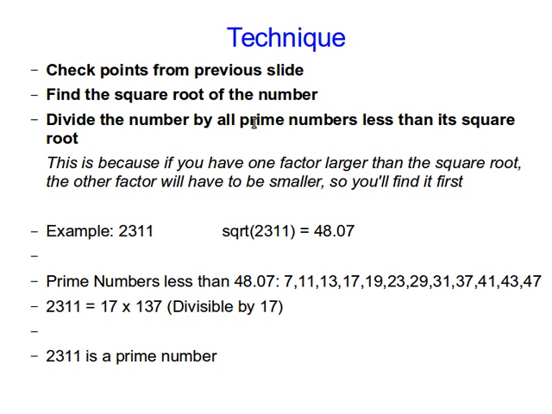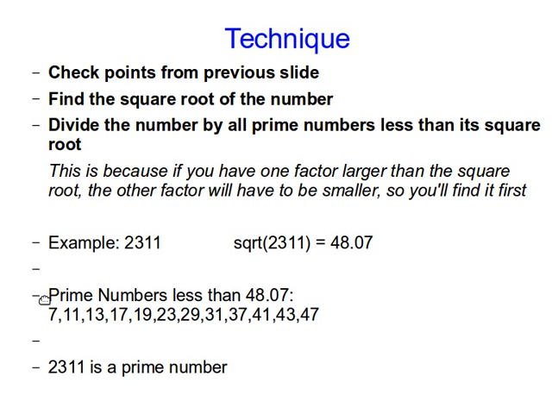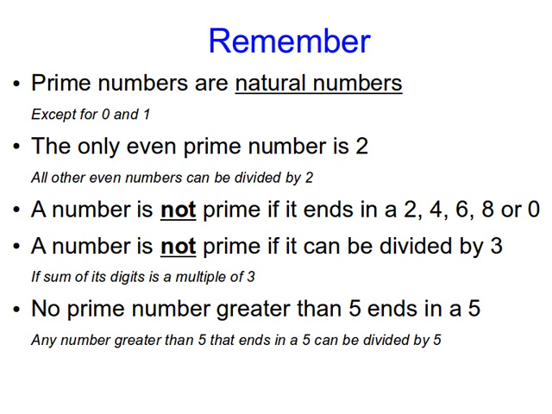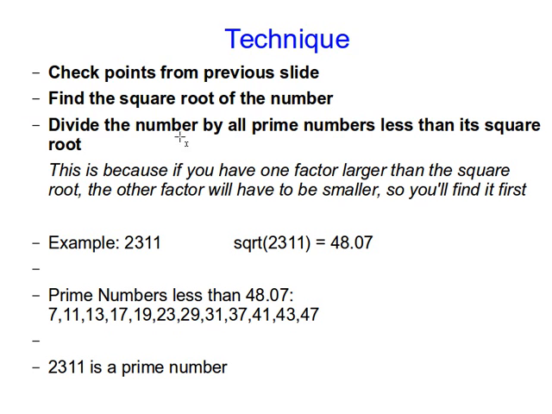So we take the square root of a number, and then we try to divide by all the prime numbers less than its square root, and we avoid 2, 3, and 5. The reason is we would have caught them in the first step anyway. So remember, take the square root and divide by all the prime numbers less than the square root of the given number, avoiding 2, 3, and 5.